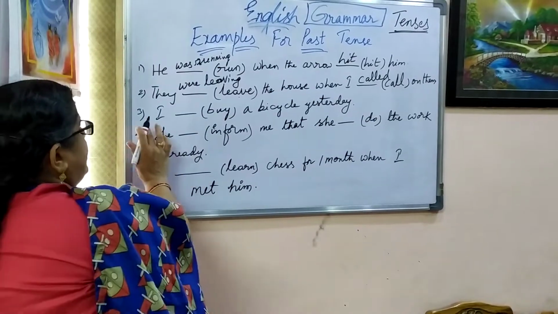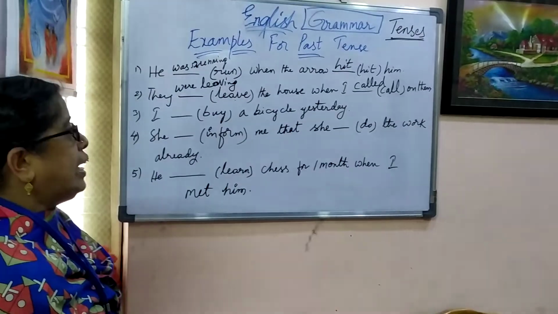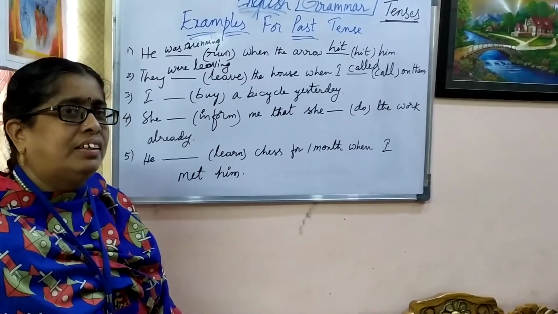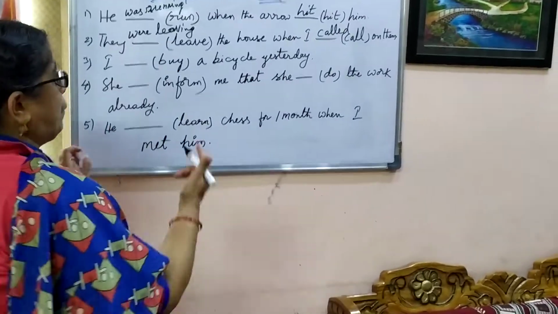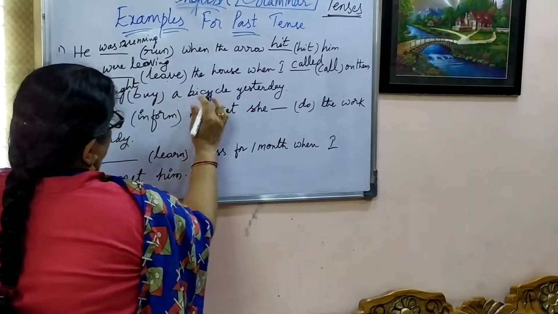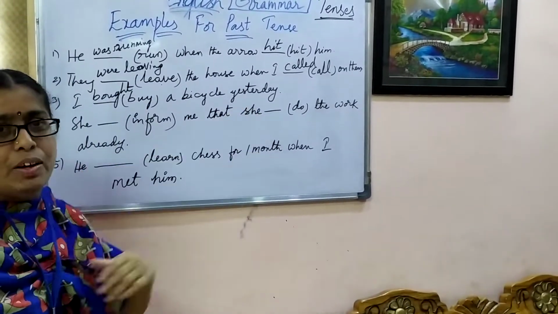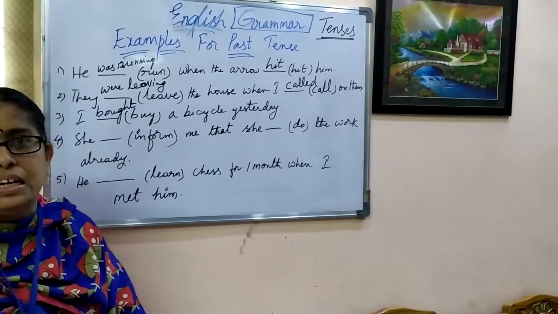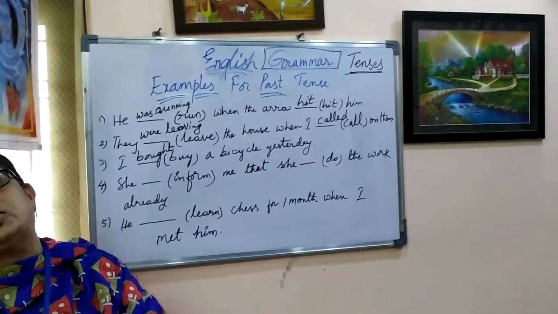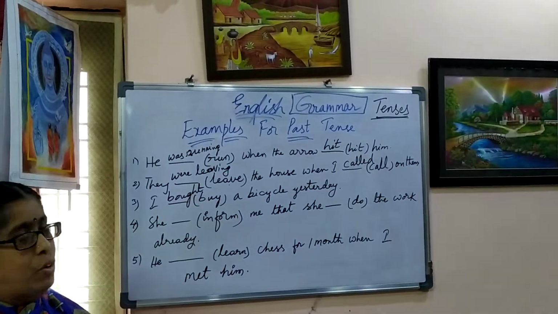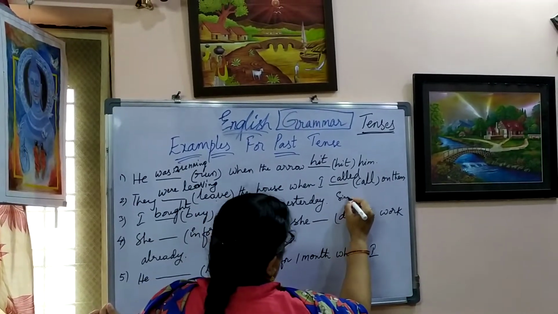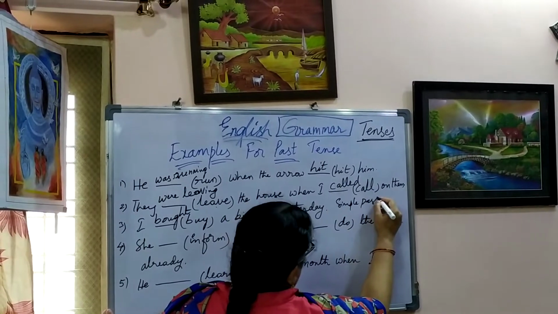Now the next example: I bought a bicycle yesterday. Which tense do we have to use here? Simple past tense. Yes, that's clear. Here, yesterday is an adverb which shows that this action happened in the past with a point of time, but without a duration of time. That's why we use simple past here. I bought a bicycle yesterday. This is simple past.